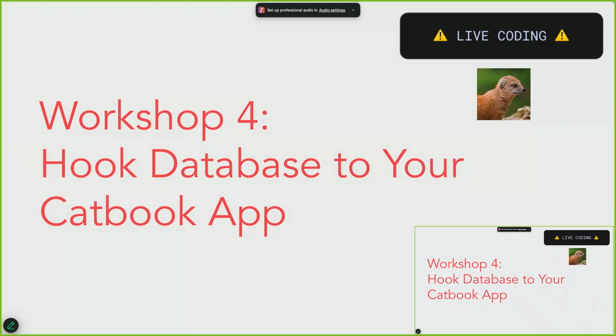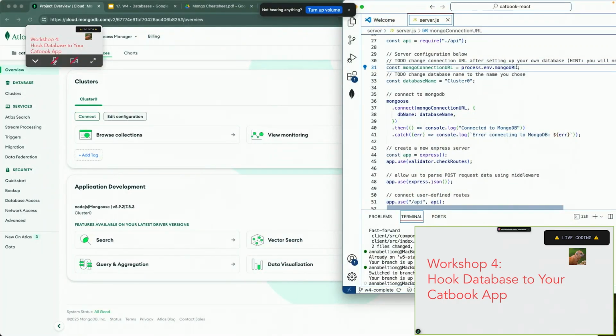So now we'll start workshop 4, where we'll hook the database to your Catbook app, so you'll end up storing all your user information, story information, and comment information in MongoDB. We good? Okay.